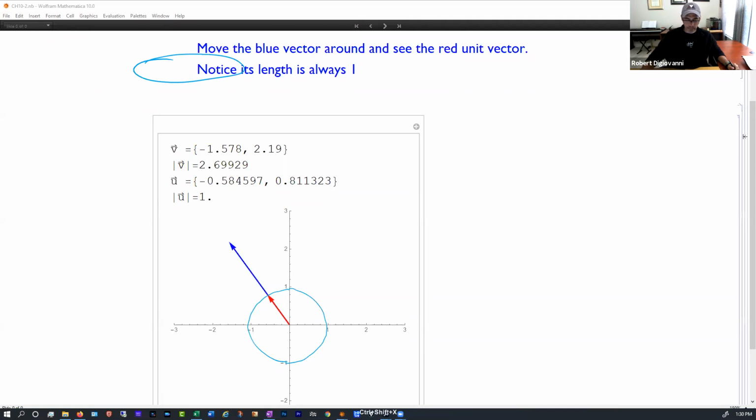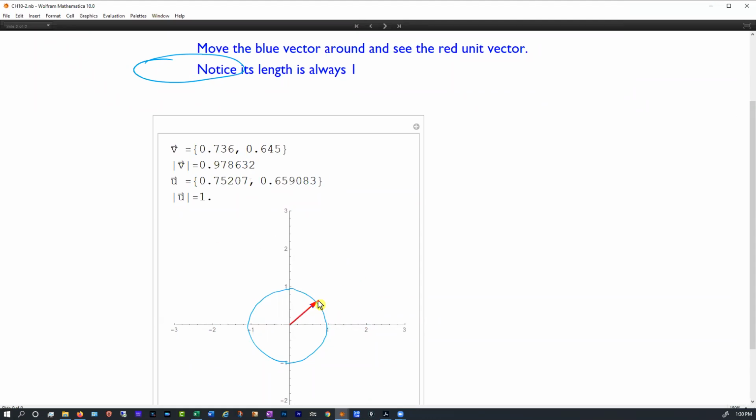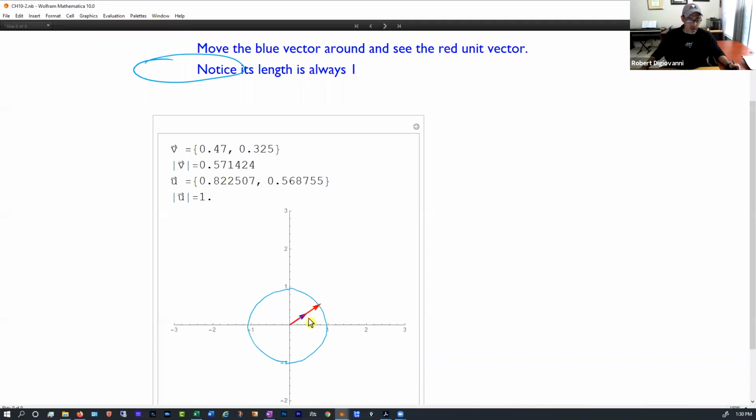There we go, that might help. So if I move this, no matter which direction I'm in, there's always a vector that's 1 unit long that points in the same direction. Now, what if I make this blue vector shorter? That's okay. You see, there's still a vector that points in that direction that's 1 unit long. It's longer than the blue one now, but it's still there.